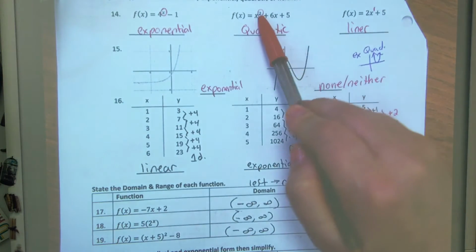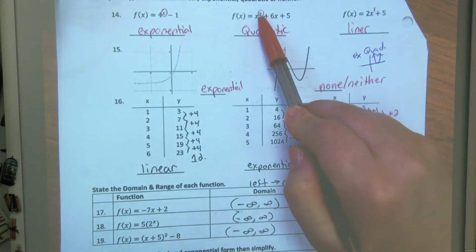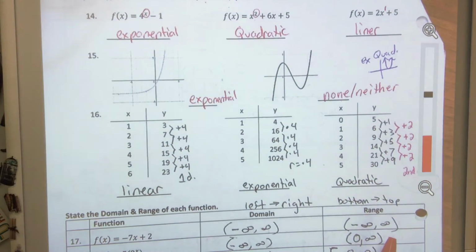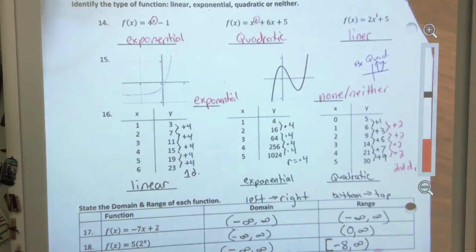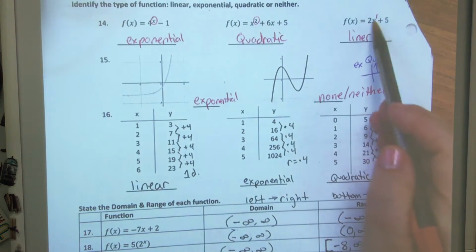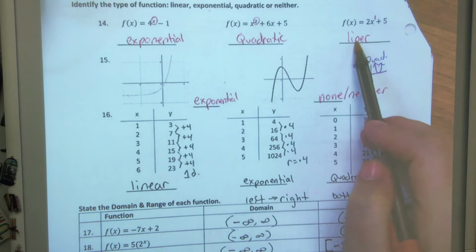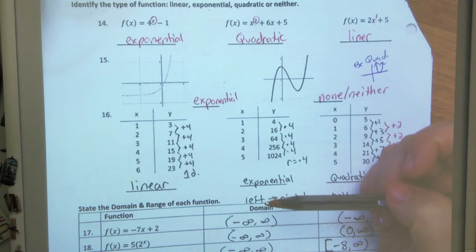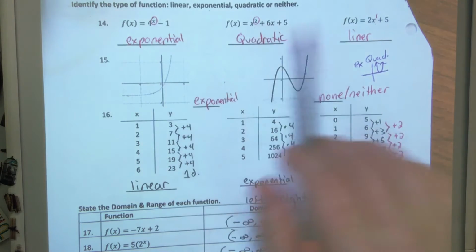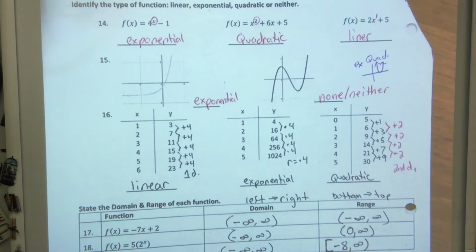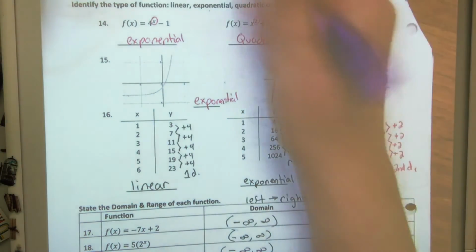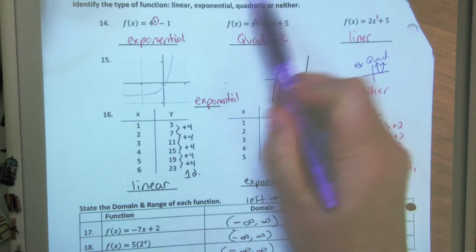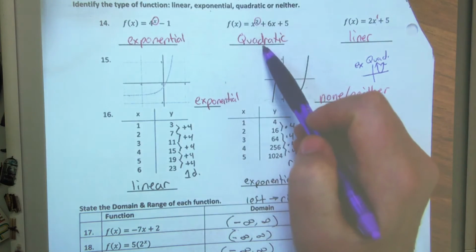Anything where the highest power or highest exponent is 2, I probably should make this a little bigger. Anytime the exponent is 2, it is quadratic. Anytime the exponent is 1, it's linear. Remember that sometimes you may have to do some distributing if it's not in these exact forms. For example, you may be given something like x minus 1 squared plus 6. Because of this squared, this x is going to end up being squared and it's going to be quadratic.